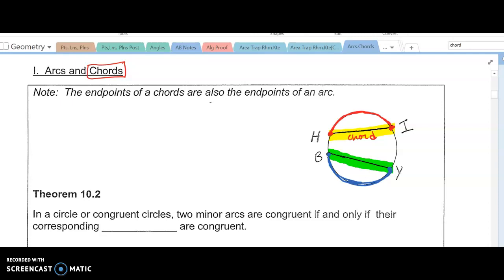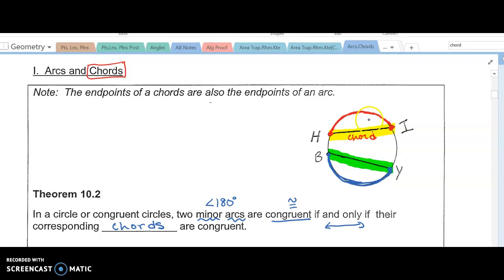So theorem 10.2 says, in a circle or congruent circles, two minor arcs, that's less than halfway around the circle, less than 180 degrees for a minor arc, are congruent if and only if, remember that means this goes both backwards and forwards, their corresponding chords are congruent.